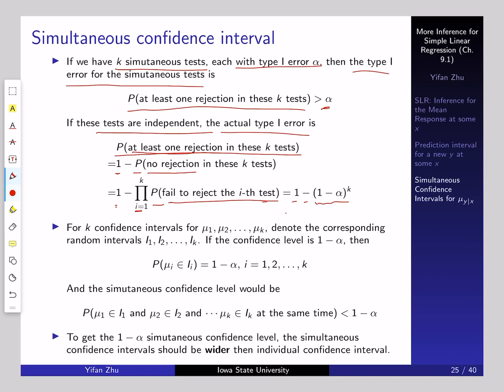And this would be very close to 1, right? Even if you got alpha equals 0.05, 1 minus alpha is 0.95. So the probability for each of them to fail to reject the ith test is high. But if you multiply it 20 times, then this would be very close to 0. And the type 1 error would be extremely high. It would be close to 1.